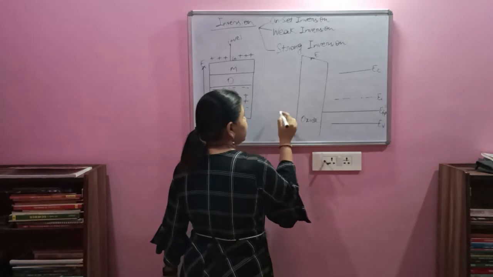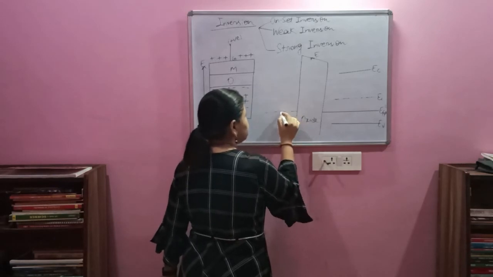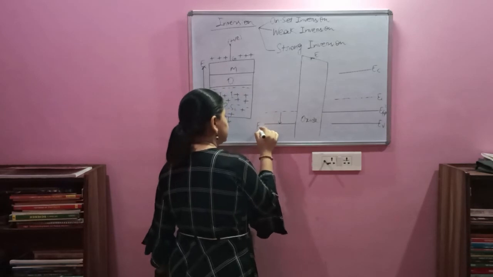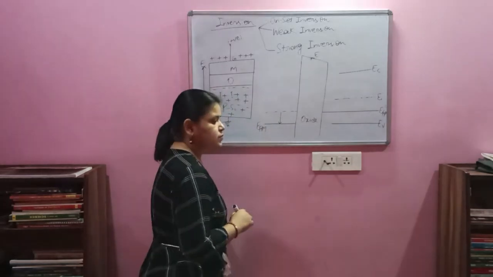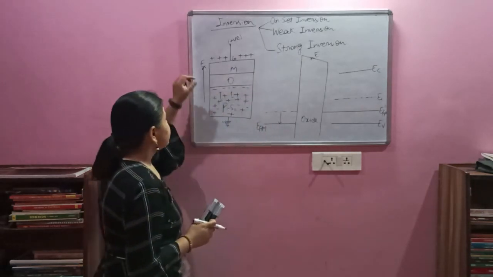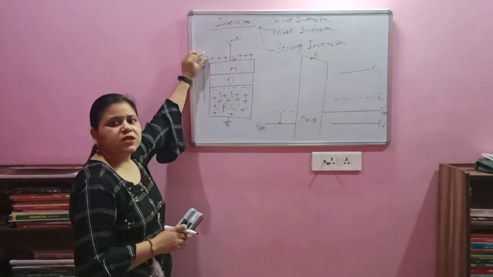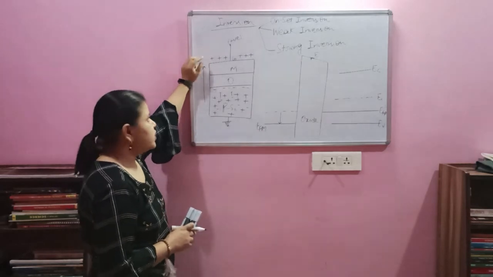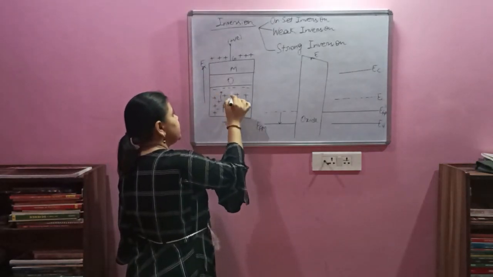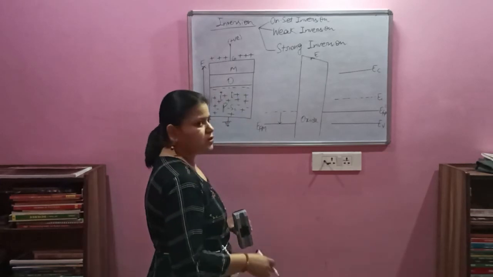This side we have some, let me label, metal. Fine. So now see. Firstly we have increased the voltage at the gate by a little bit, and what it is doing, it is attracting a few electrons towards the interface region.